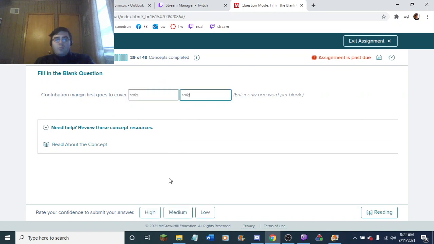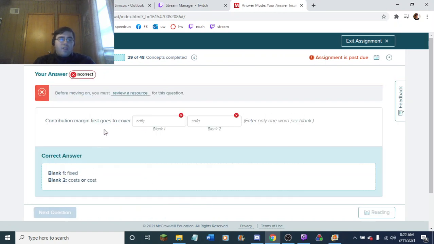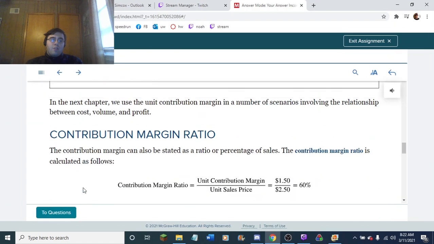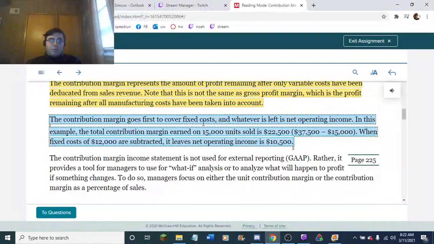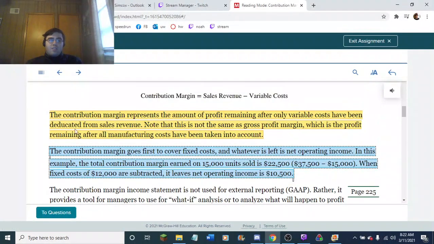I don't know. Fixed costs. Contribution margin first goes to cover fixed costs. I don't really know what that statement means. Contribution margin first goes to cover fixed costs. I don't really know exactly what they mean by that. It says it goes first to cover fixed costs.